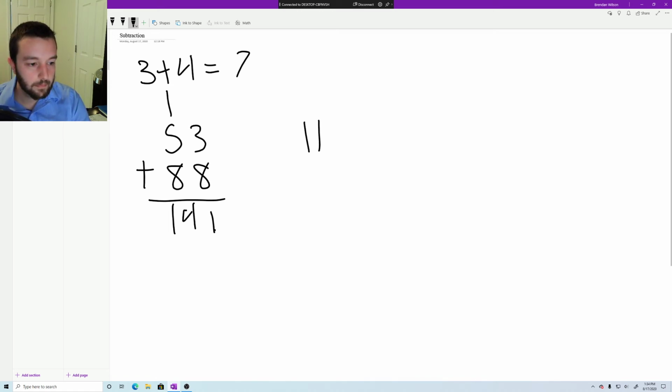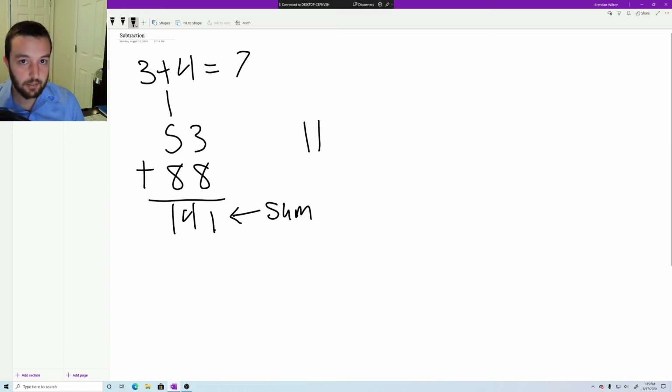And then one thing I don't think I actually mentioned in the other video: we call that 141 the sum. So the sum is another word for the total, right? The total once we add things together. So this is how we do addition.